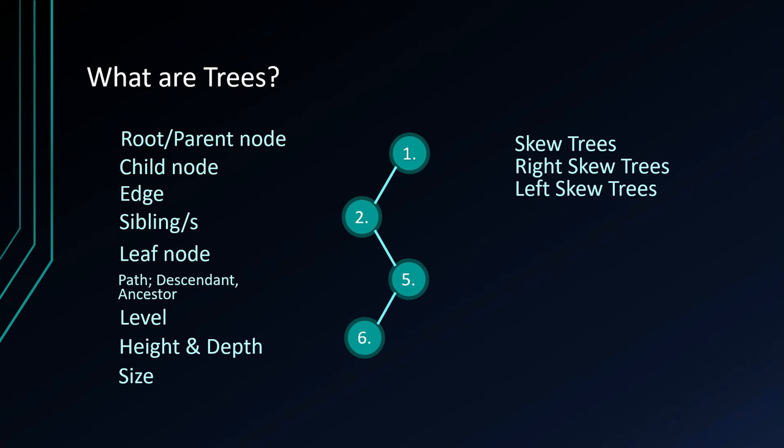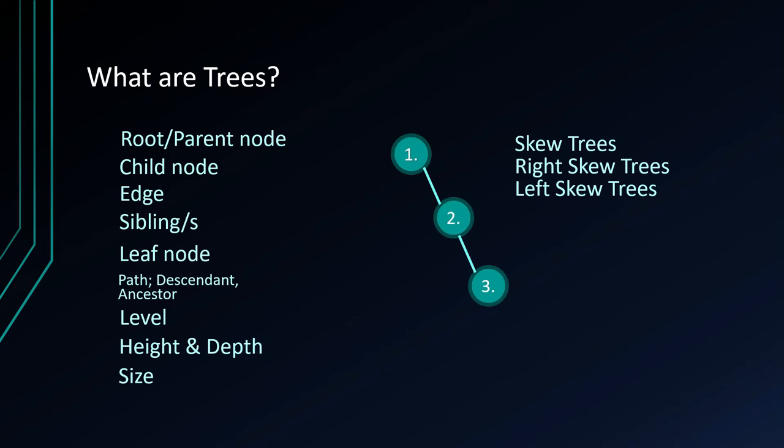There's what we call skew trees, where each node of the tree only has one child, except for the leaf node. Right skew trees, where the nodes only have one child at the right pointer, and left skew trees, where every node of the tree has only one child at the left pointer.